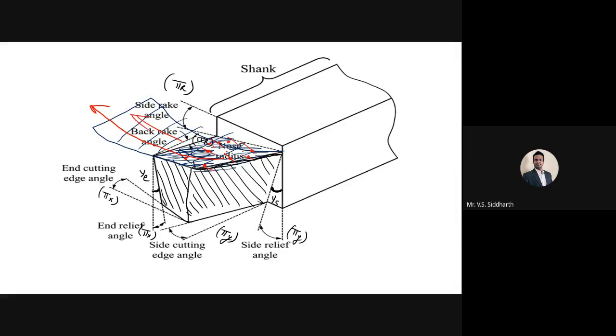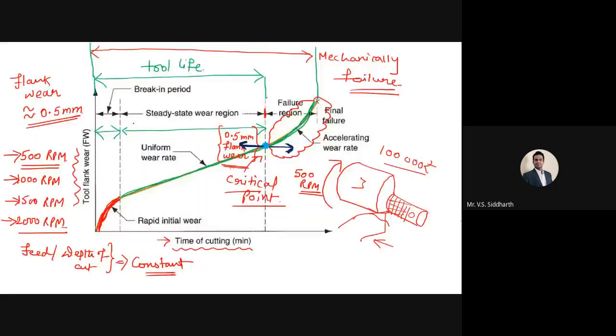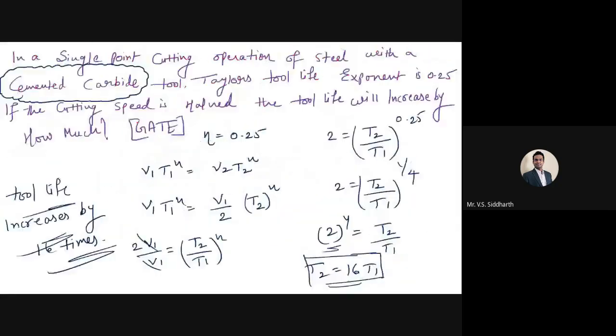So you get some defects on the rake face, or on the flank face as well, because on the flank face you don't have chip flow. So that's why this adhesion is more on the rake face. That is one of the mechanisms. Understood now what is adhesion?